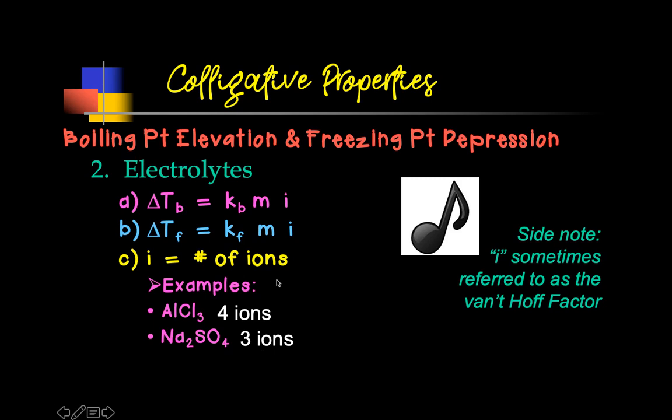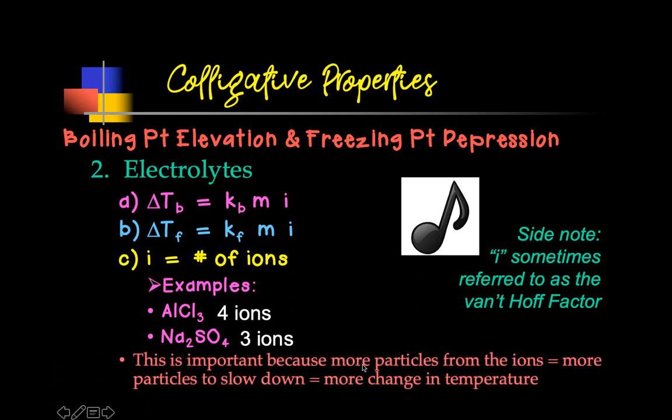So what that means is you would need to know the molality of this solution, and the K value for whatever the solvent was, probably water, and then multiply it by 4. So you're going to have more change because it was an ionic solution. The reason we need to think about this is that there are more particles from the ions, so there are more particles to slow down or speed up, depending on if you're freezing or boiling, which gives you more change in temperature: a higher boiling point elevation or a lower freezing point depression. That's why we had to talk about that. Okay, so that's a lot of deep info. Do you got that down?